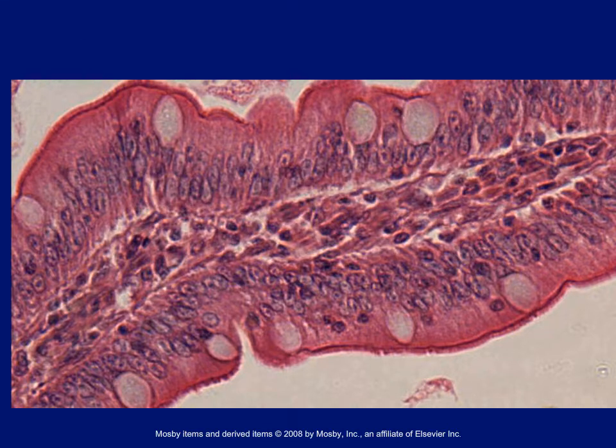And so where are the goblet cells? Take a look at those nice clear bubbles that we see, and those bubbles are accumulations of mucin, and so the goblet cell is what's surrounding that.